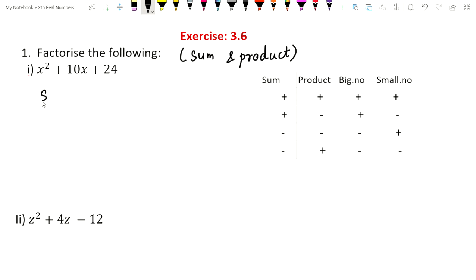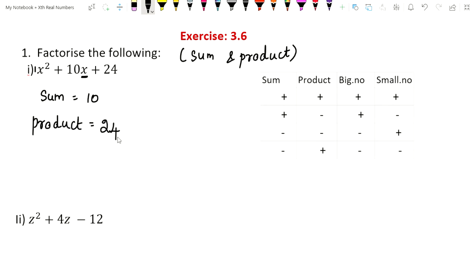First, the sum equals the coefficient of x. So here it is 10. Along with the sign we have to write it, here positive, so plus 10. Then product is the multiplication of the constant and the coefficient of x square. Here the coefficient of x square is 1. So 1 into 24, what will you get?